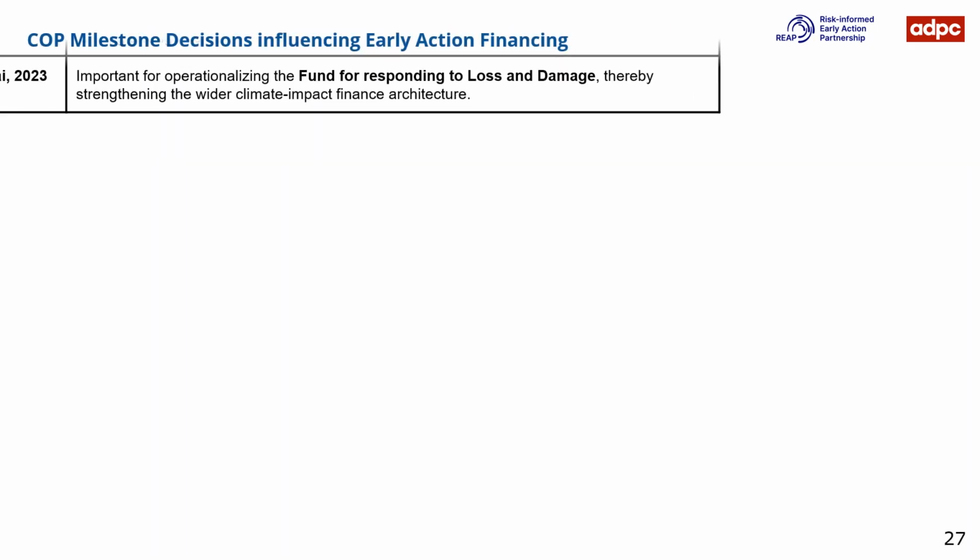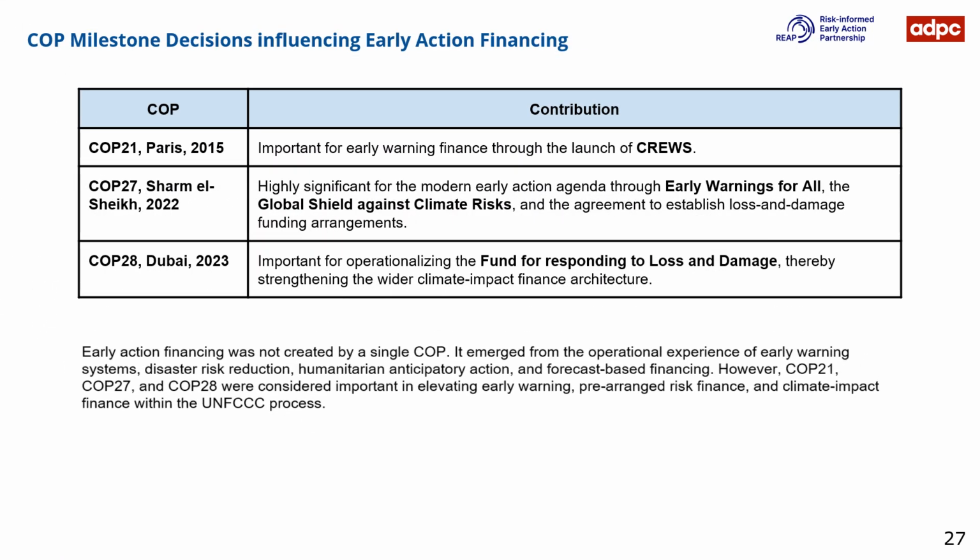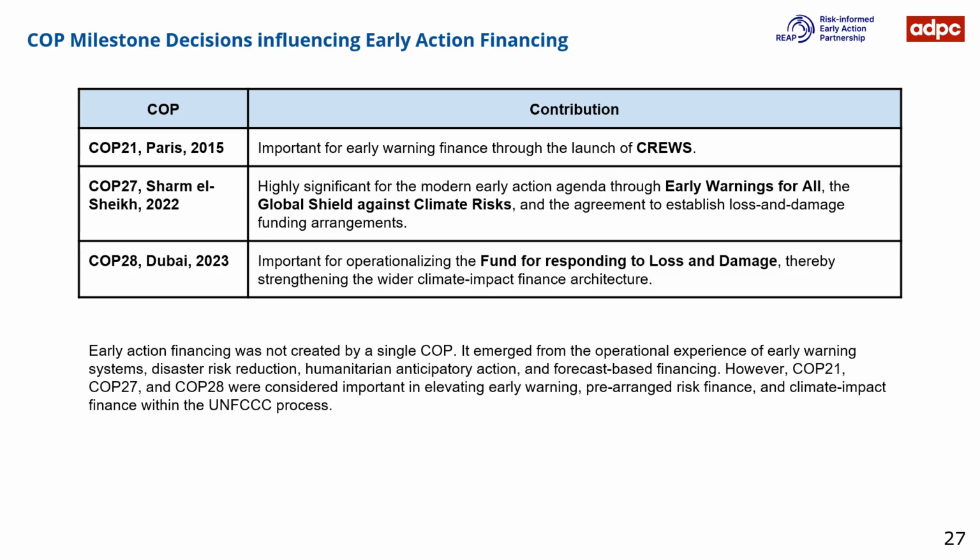COP21 in Paris was important because of the launch of CRUISE and stronger attention to early warning systems. COP27 in Sharm el-Sheikh was significant because of early warnings for all, the Global Shield against climate risks, and the decision to establish funding arrangements for loss and damage. COP28 in Dubai was important for operationalizing the Fund for Responding to Loss and Damage and strengthening the wider climate impact finance architecture.